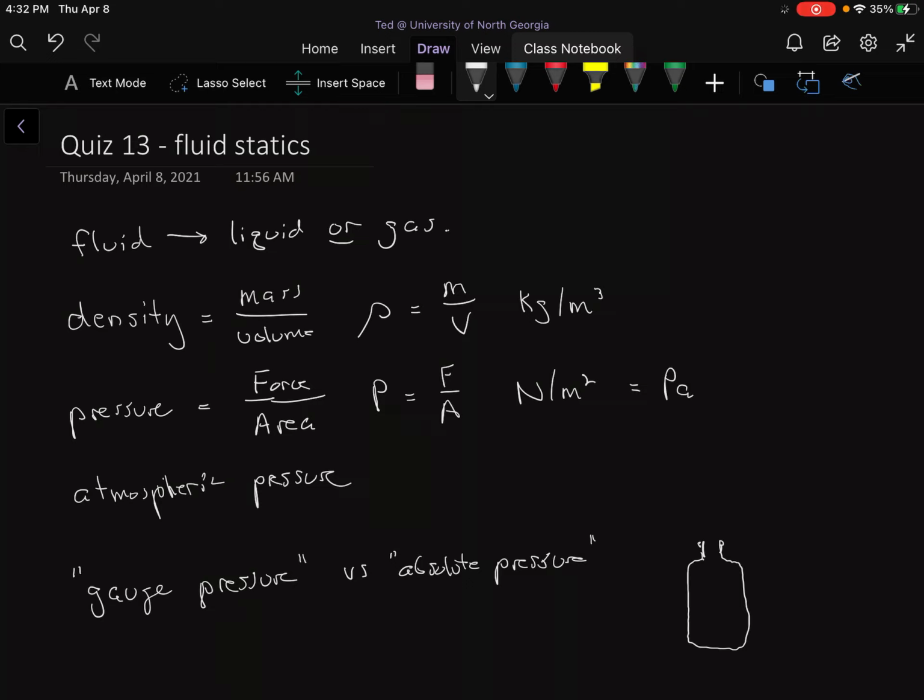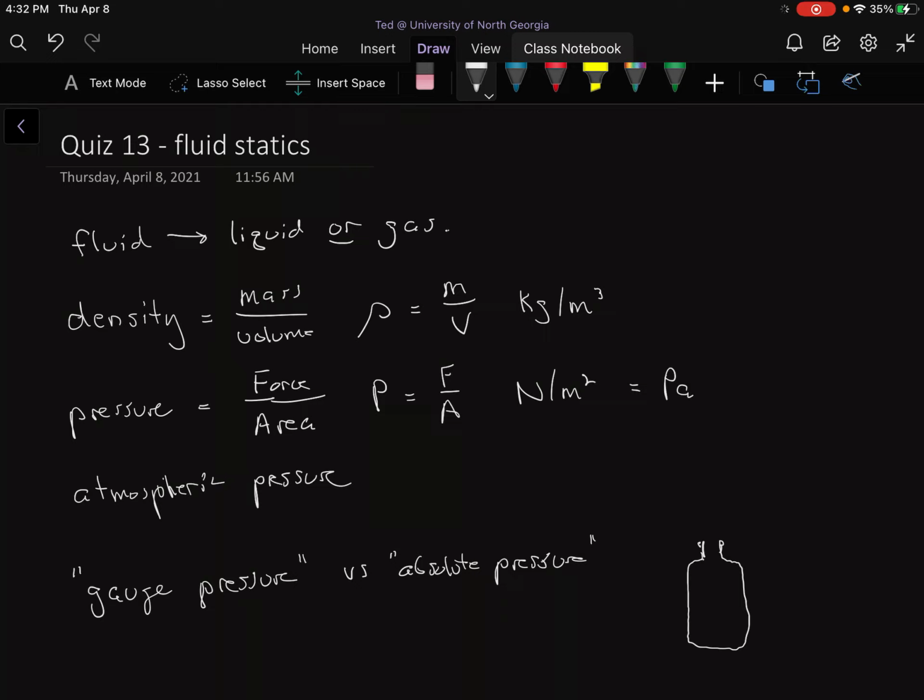A fluid means either a liquid or a gas. I know in English, oftentimes when we use the word fluid, we think liquid as if those are synonyms. But a fluid in physics is anything that can flow. So that means liquids or gases, but not solids.